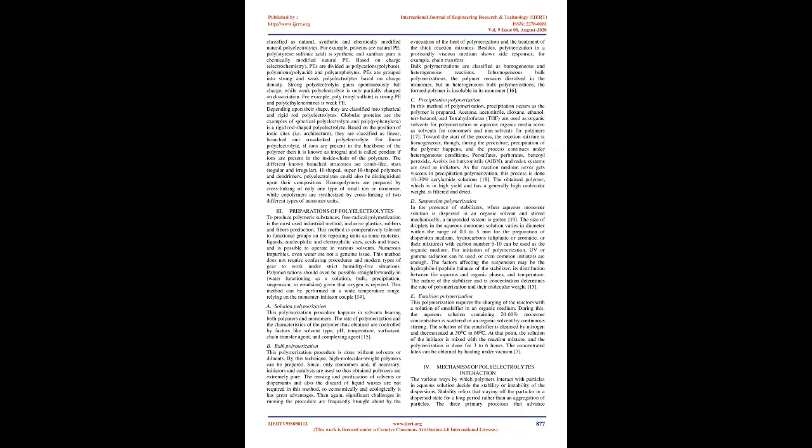Based on origin, they are classified as natural, synthetic, and chemically modified natural polyelectrolytes. For example, proteins are natural PE, polystyrene sulfonic acid is synthetic, and xanthan gum is chemically modified natural PE. Based on charge electrochemistry, PEs are divided as polycations, polybase, polyanions, polyacid, and polyampholytes.